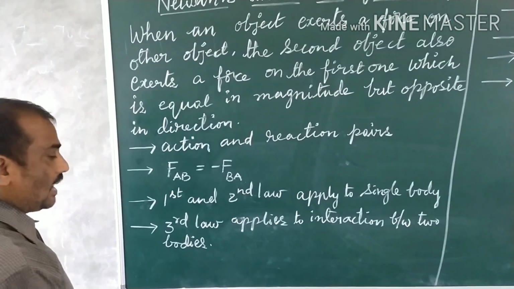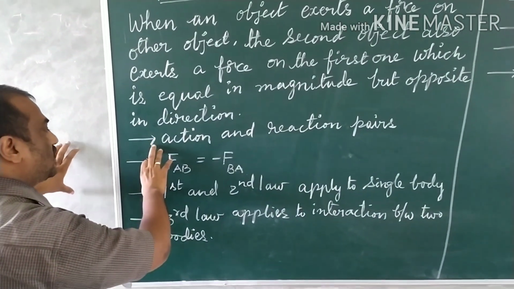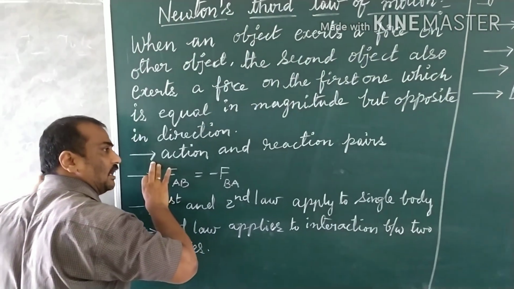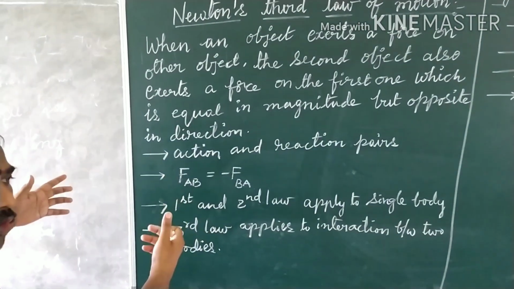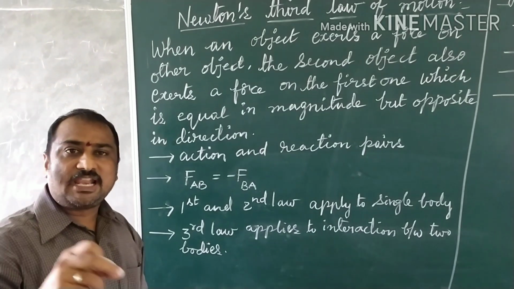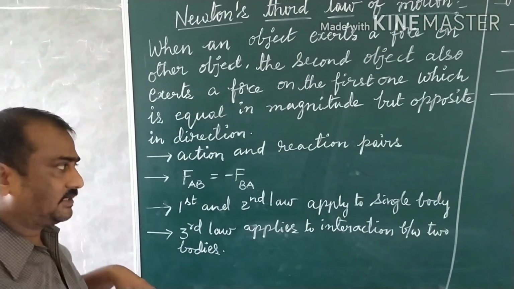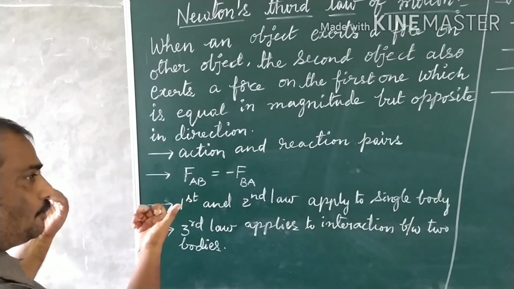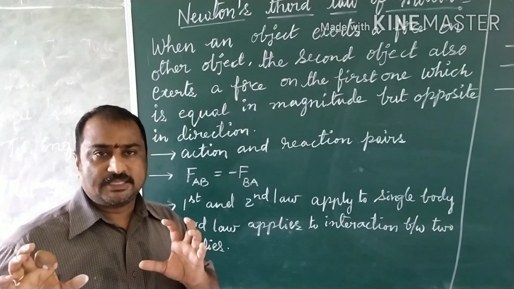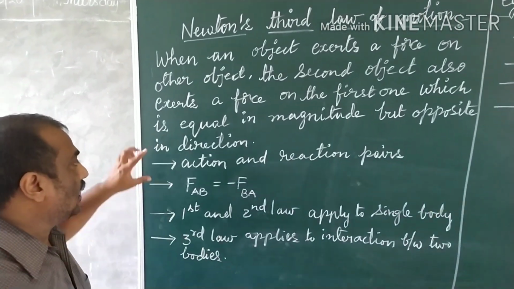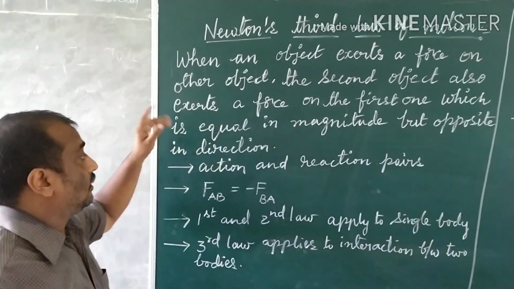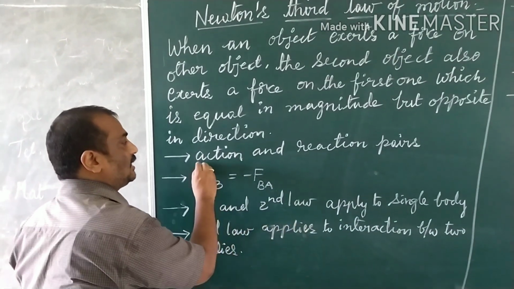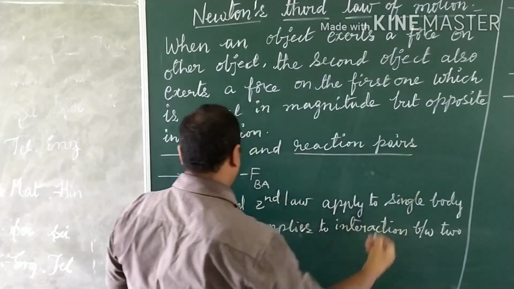For example, here I am going to apply some force on the wall. At the same time, the wall also exerts some force on me, which is equal in magnitude but opposite in direction. That means I am pushing in the forward direction, and the wall is exerting the force backward, opposite to the forward direction. Those two forces exerted on each other are nothing but the action and reaction pair.